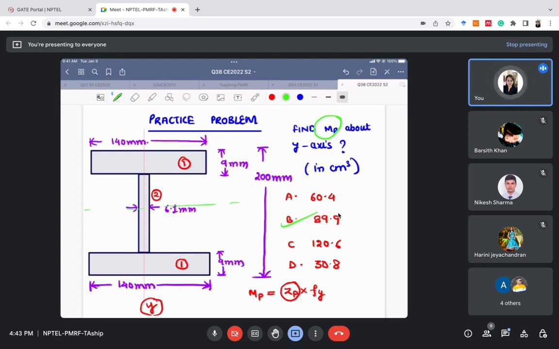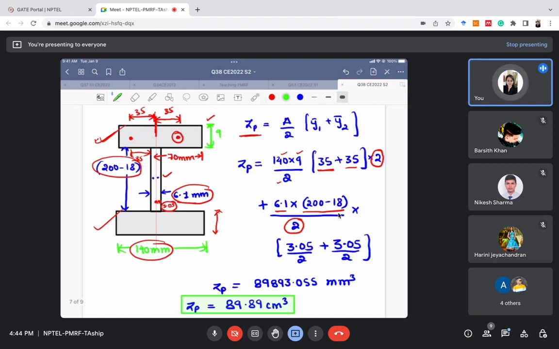So please note down that we have to calculate it about the y-axis. Yeah, this is all about this question. Any confusion in this? Very simple question, just the calculation is a little bit tricky, you can say. Otherwise, you need to use a simple formula.